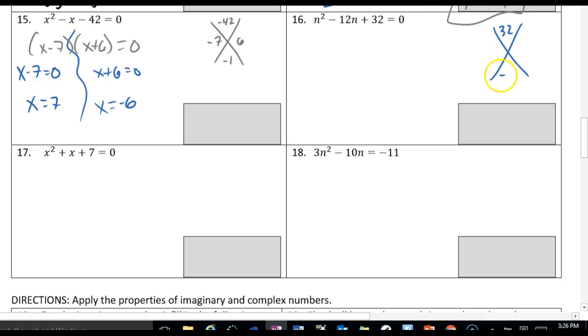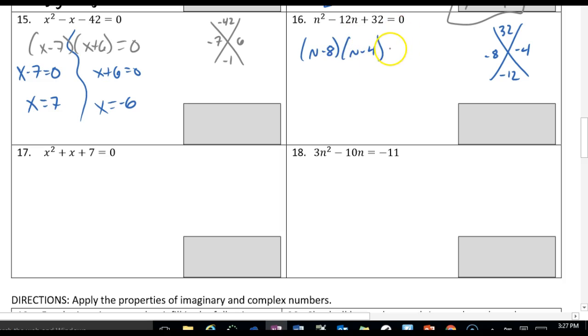Any numbers that multiply to 32 that add up to negative 12? If you can think of some real quick, then I would factor. If it takes you a long time to find the factors, then I would go with completing the square. In this case, you would be able to find negative 8 and negative 4, which both multiply to 32 but add up to negative 12. And then I can follow the same procedure that we just did before.